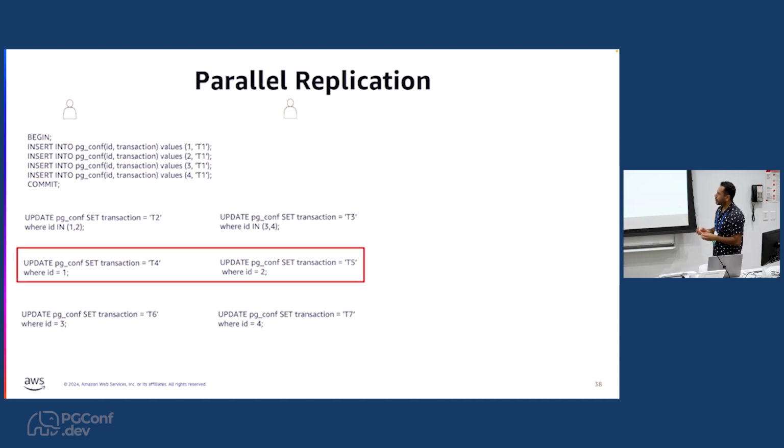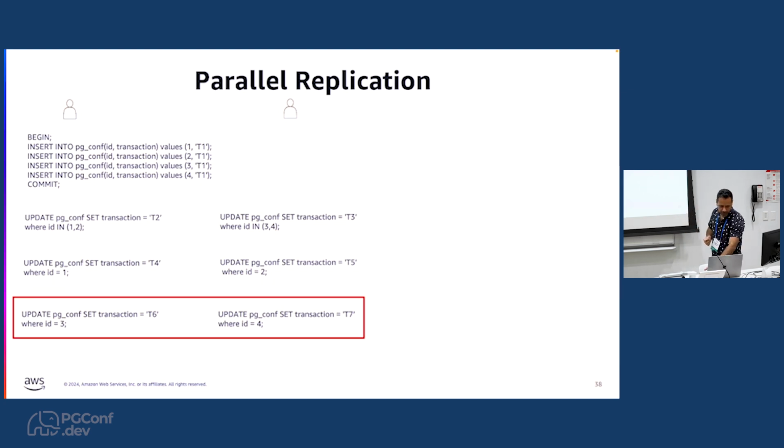After that, user 1 updated row 1 with value T4 for the transaction, and user 2 updated row 2 with value T5. Again, those transactions were running concurrently, and they were part of the same group commit. And finally, user 1 updated row 3 again with value T6, and user 2 updated row 4 with value T7, again running concurrently and part of the same group commit.